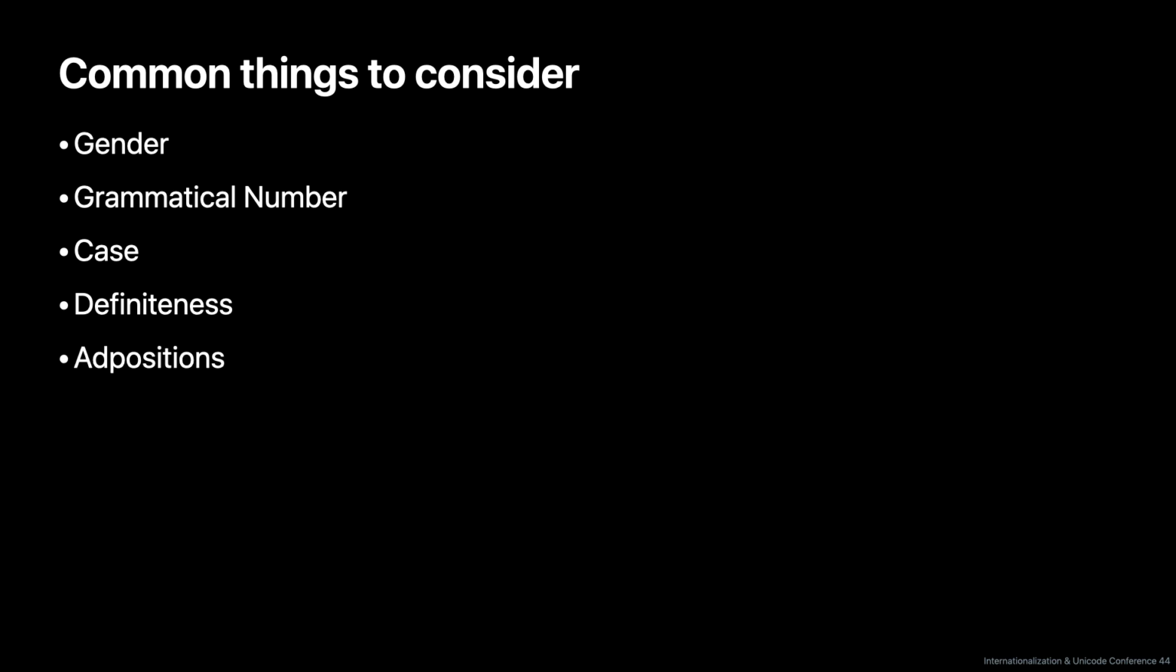We also have adpositions. There are a number of other adpositions that could be modified depending on the grammemes of a given word. A grammeme is a grammatical category value like the examples that I provided earlier, like gender, grammatical number, case, definiteness. These adpositions could include that, of, the, an, with, in, around, about, to, from, on. Those are adpositions that are frequently affected.